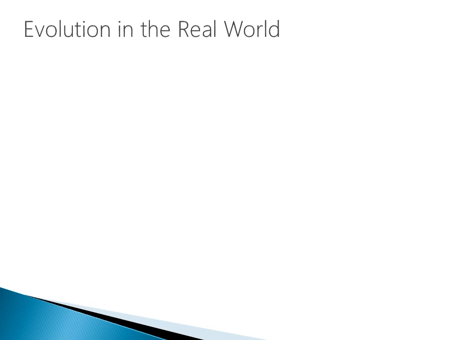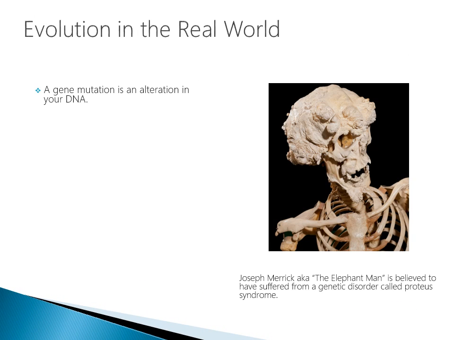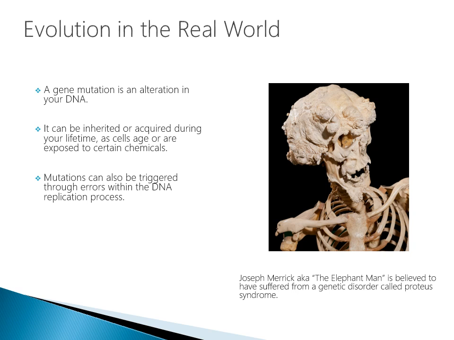A gene mutation is an alteration in your DNA. It can be inherited or acquired during your lifetime as cells age or are exposed to certain chemicals. Mutations can also be triggered through errors within the DNA replication process. Some changes in your genes result in genetic disorders. One famous example of a genetic disorder is the Elephant Man, Joseph Merrick, and it is believed that he suffered from a syndrome called Proteus syndrome, and that's what gave him his grotesque appearance.